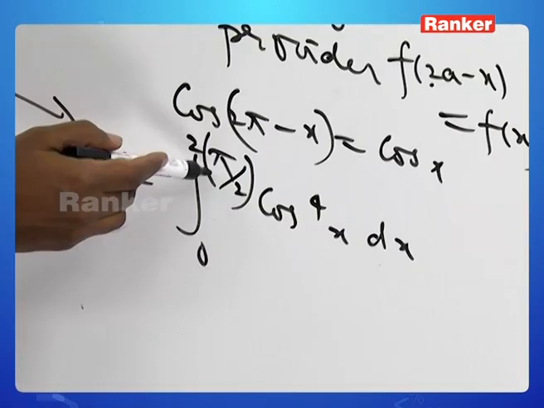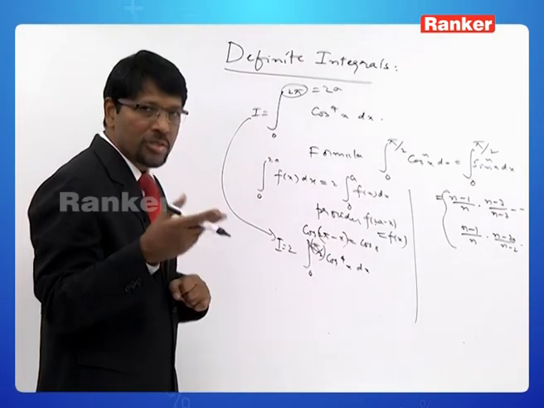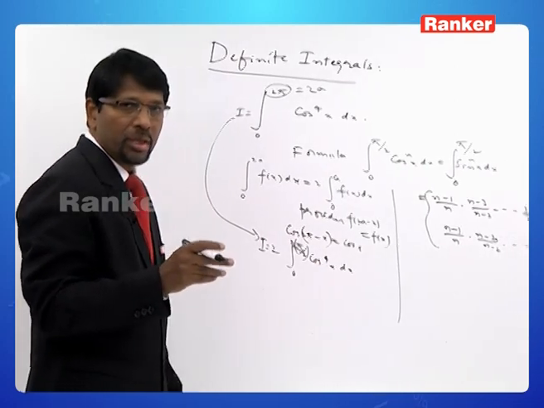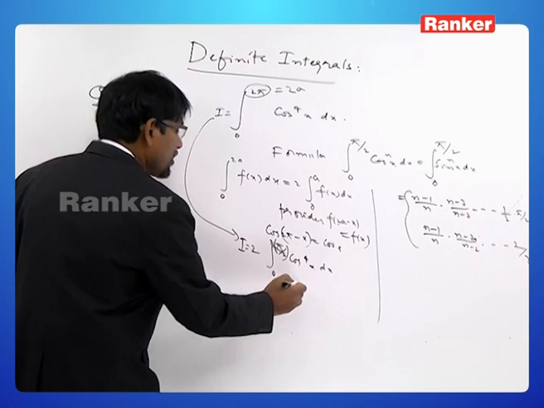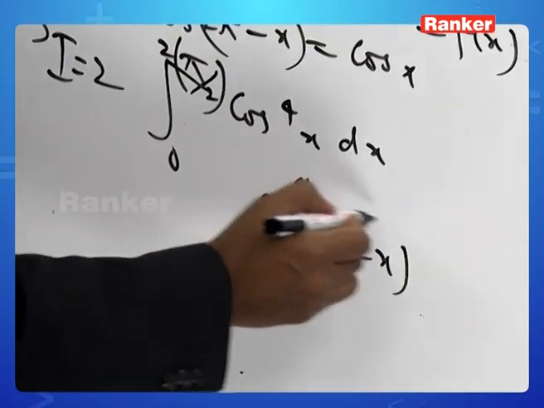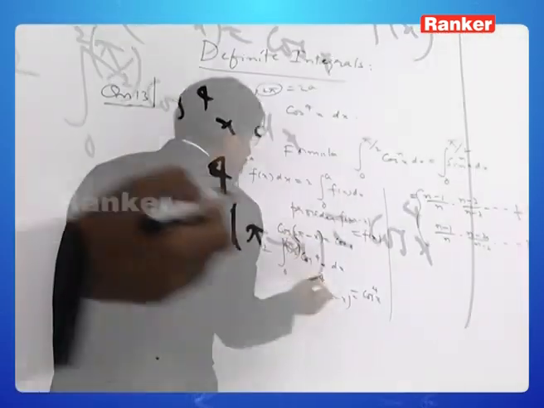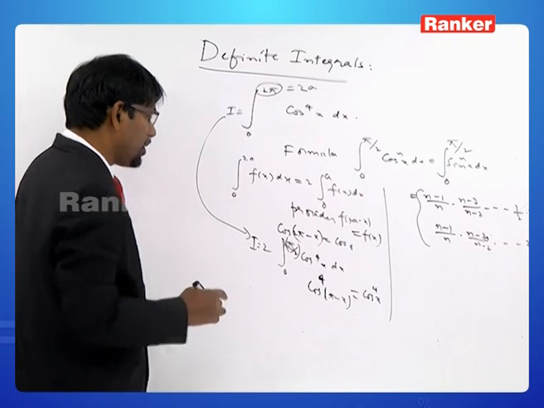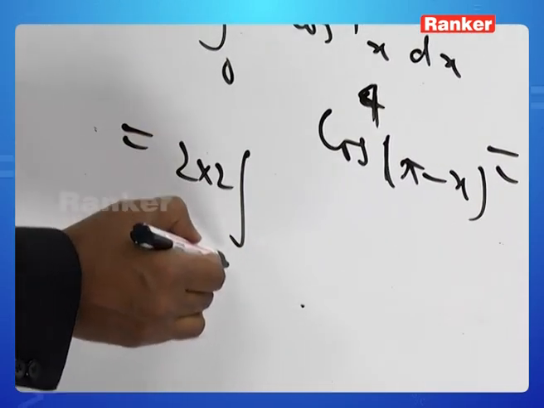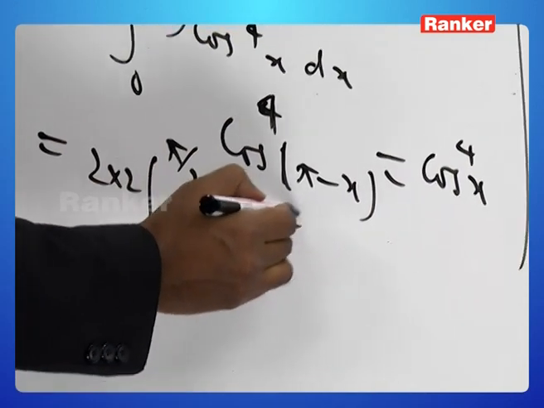This is again in the form of 2a. f of 2a minus x is equal to f of x. Cos of pi minus x is minus cos x, of course, but it is raised to an even power. So cos of pi minus x raised to the power 4 is same as cos x raised to the power 4. Again, this property can be invoked, and we'll write it as 2 times 2 into integral 0 to pi by 2 of cos x power 4 dx.